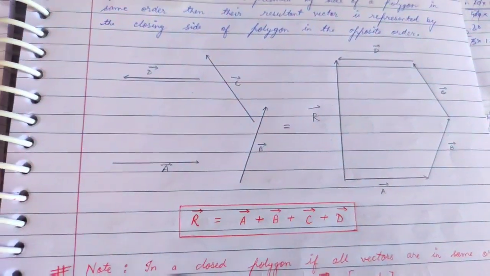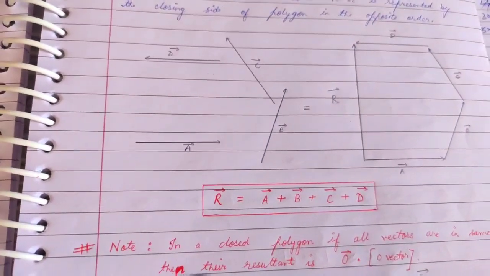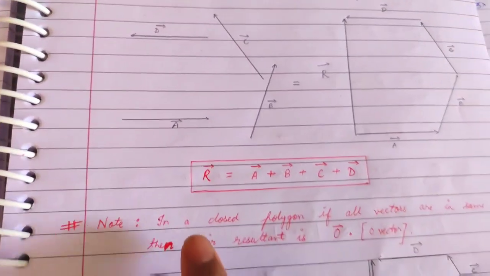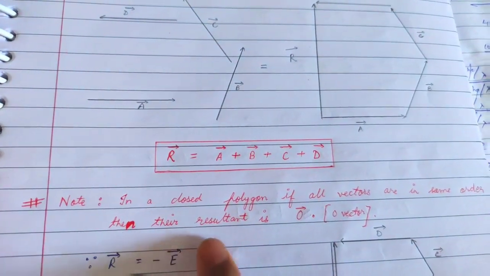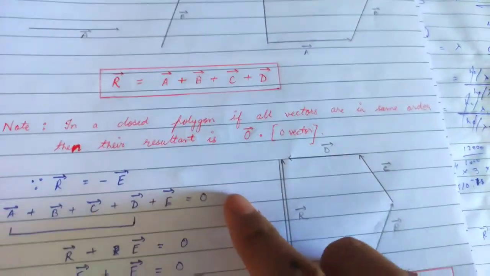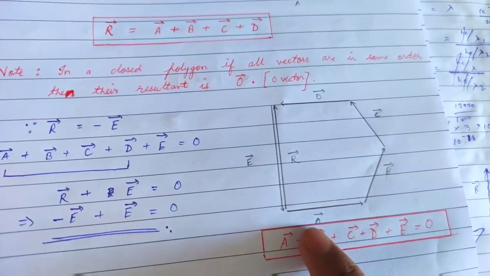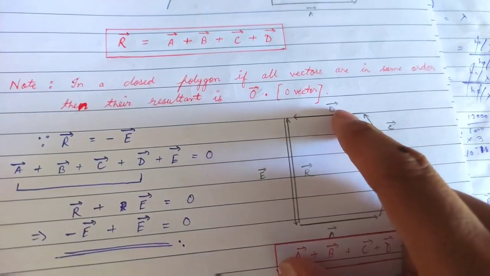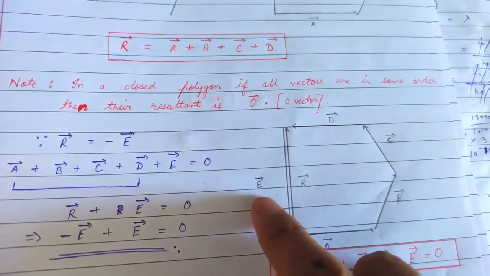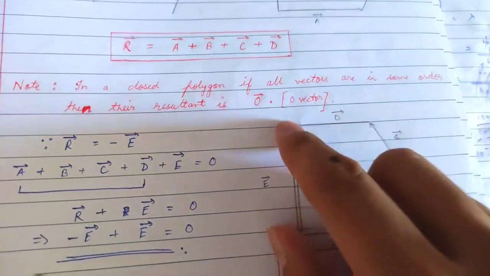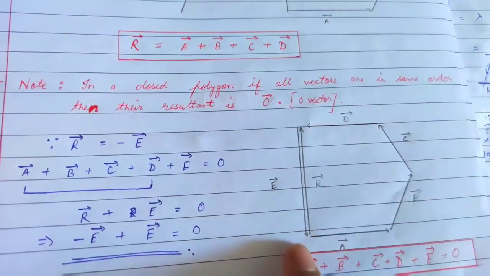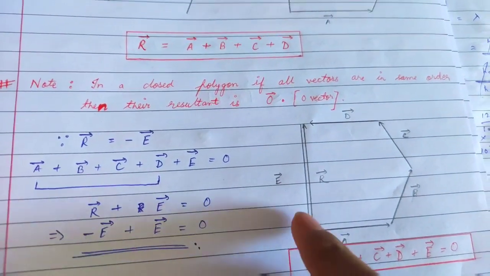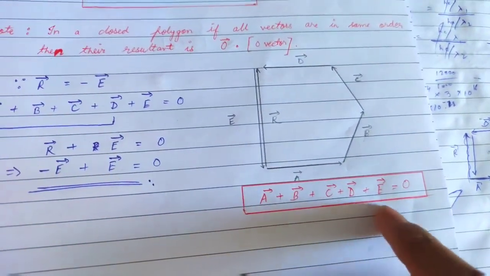Now see, there is also a condition: in a closed polygon, if all vectors are in the same order, then the resultant vector is the zero vector. See, like we have taken vector A plus vector B plus vector C plus vector D plus vector E. All of them are in the same order. See, this vector E is connected head to tail and tail to head. Then the resultant of all these will be zero.